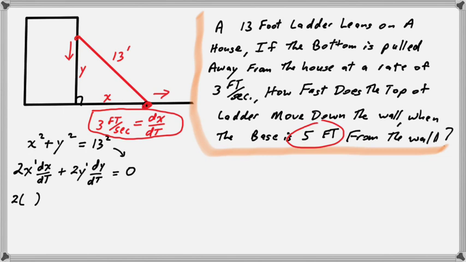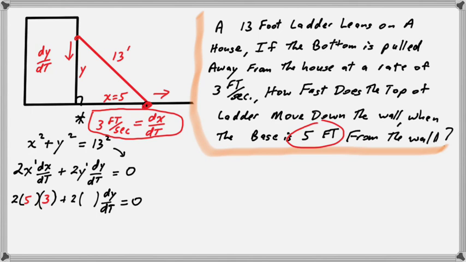They want to know how fast it's moving down the wall, so they want us to find dy/dt. Is y's length increasing or decreasing? So I should expect dy/dt to be negative because y is decreasing. So what I'm going to do is fill everything in and solve for dy/dt. It says at the instant the base is 5 feet from the wall, so x would be 5. Do we know dx/dt is 3? I know that because that's how fast the base is going.